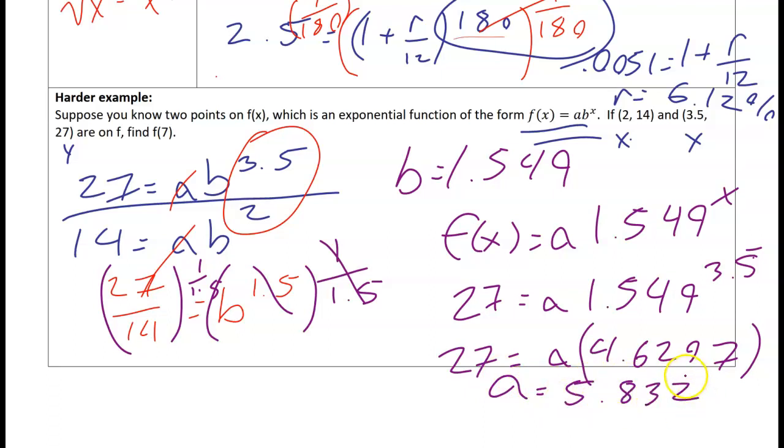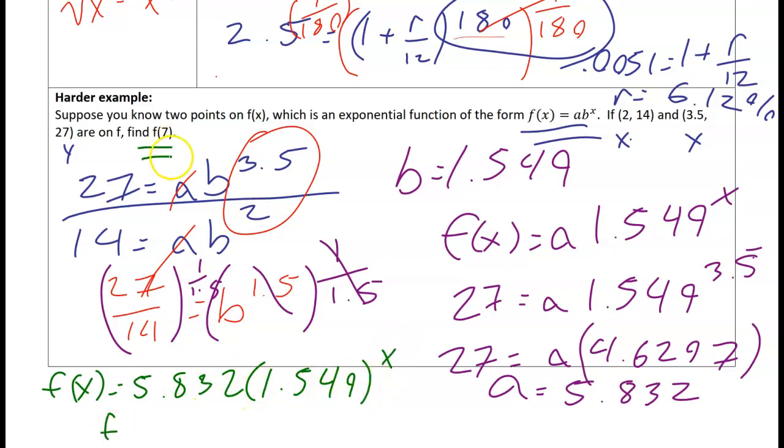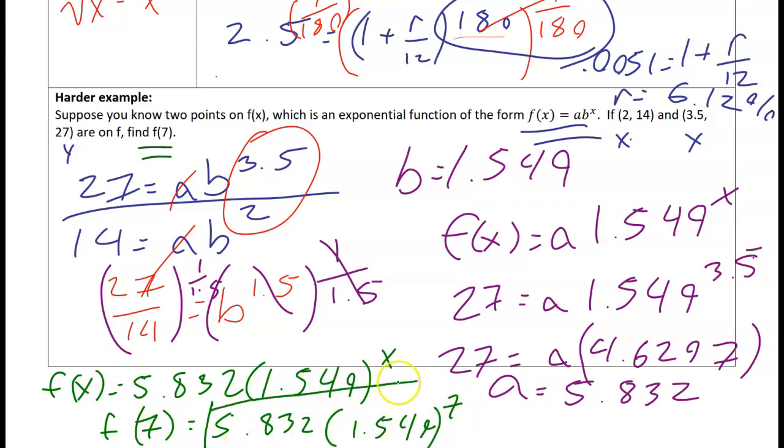So my whole function, and we're almost done now, we'll put it all together. We'll say f of x is, well, my a times b to the x. And then that means that, remember, I'm trying to find f of 7. My last step would be to plug it in. I'll leave that to you. And that would be my answer, whatever I get here.